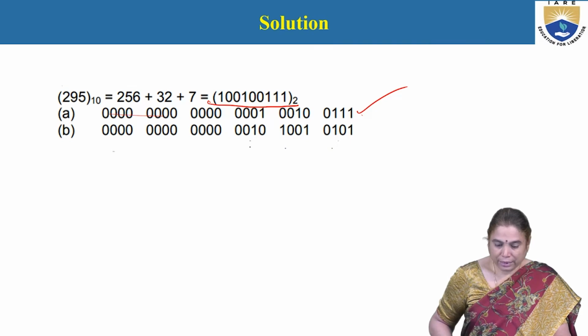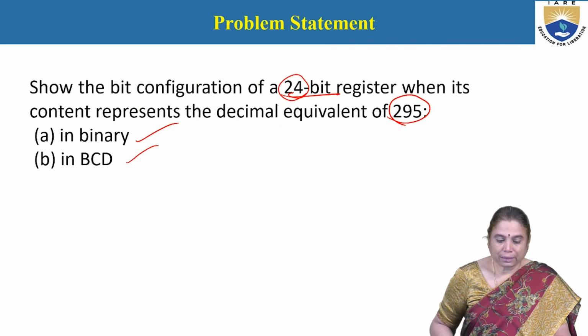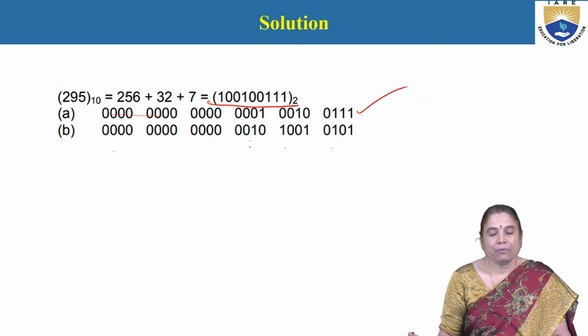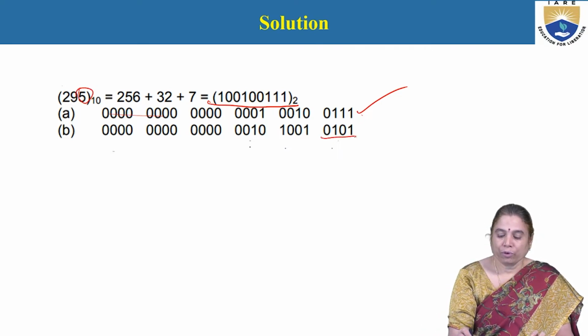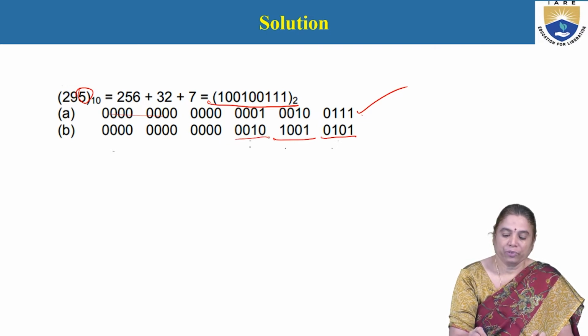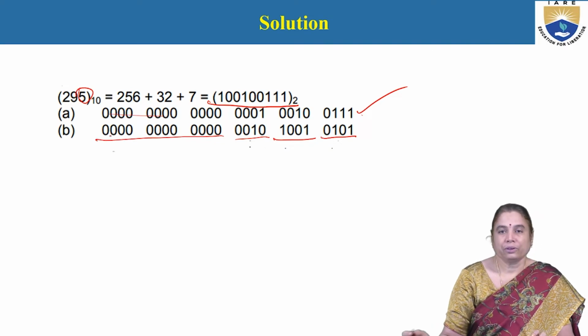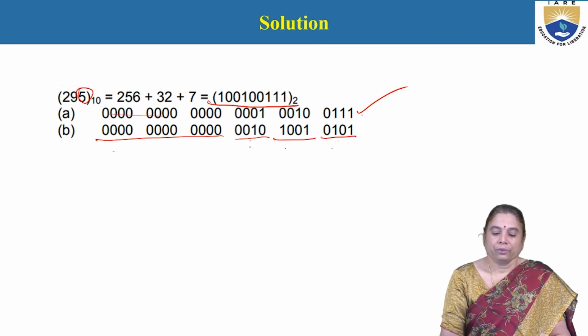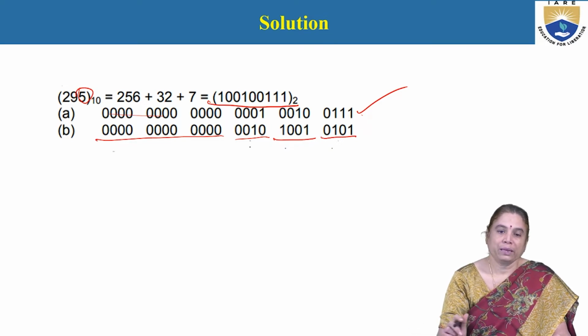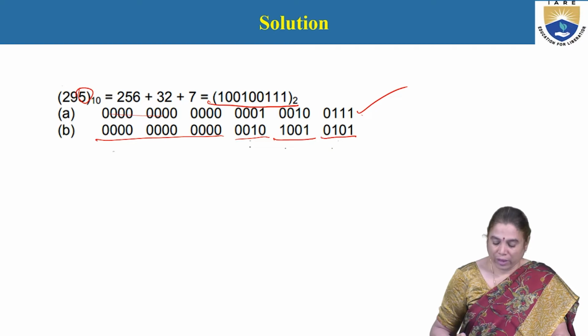And the next question is, we have to represent that in BCD. In BCD form, for each digit the 4-bit binary equivalent can be written. To represent the 5, the 4-bit binary code is 0101. To represent the 9, 1001. To represent 2, 0010. The remaining bits are all leading zeros in order to fill the 24-bit register. So in this way, the BCD and binary forms have to be represented for the number 295.